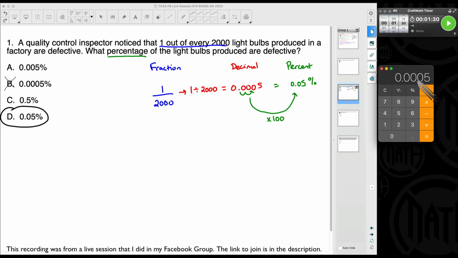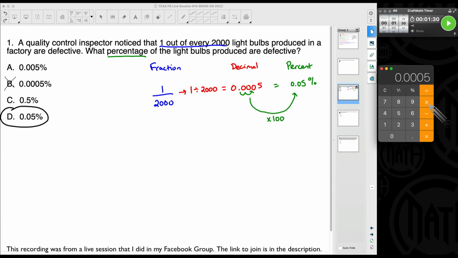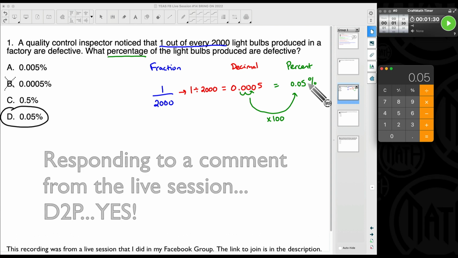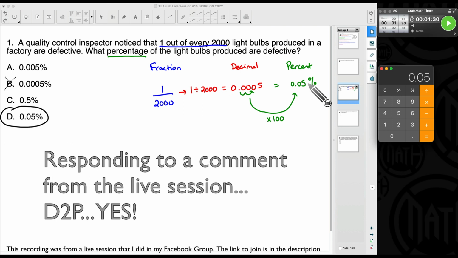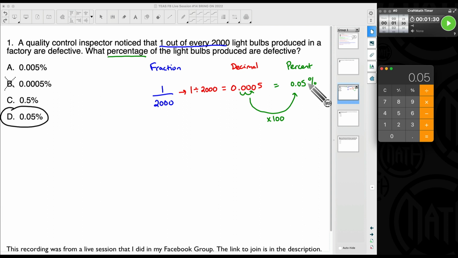And just to show you that over here on the calculator, we have this decimal of 0.0005. That's what I have here. And notice if we multiply by 100, so times 100, notice we get that exact same number we have here. Just don't forget your percent symbol. D2P, absolutely, decimal 2%. It's one of my first videos I did for the TEAS. D2P, decimal 2%. I think if you Google Brandon Craft, fractions, decimals, percents, you'll probably find it on YouTube.